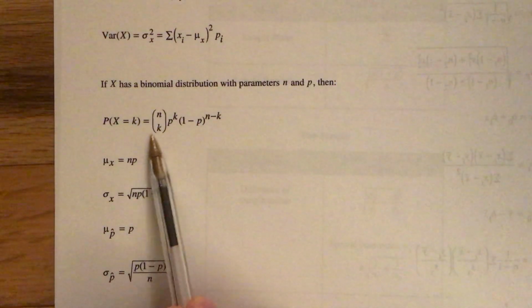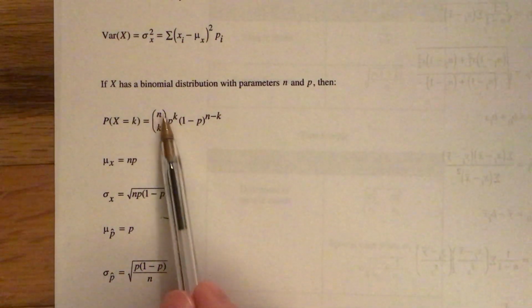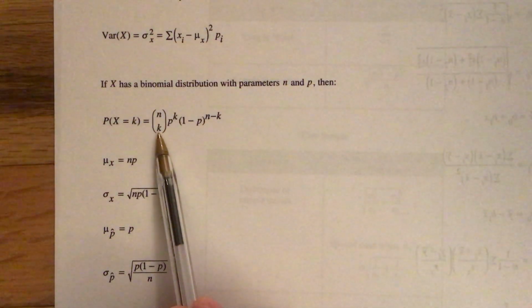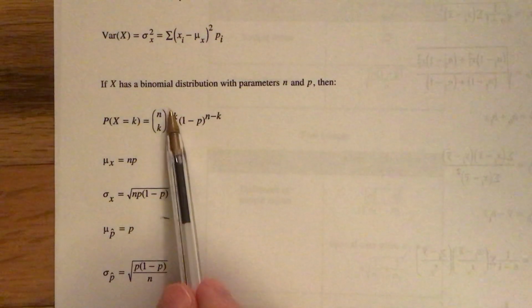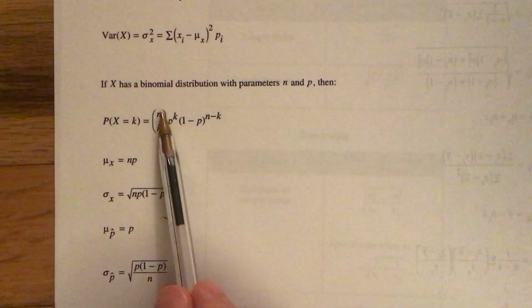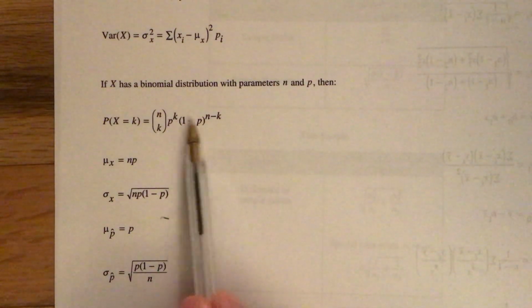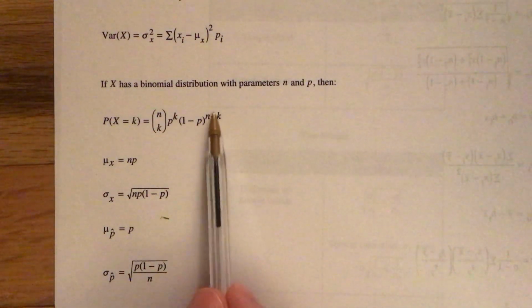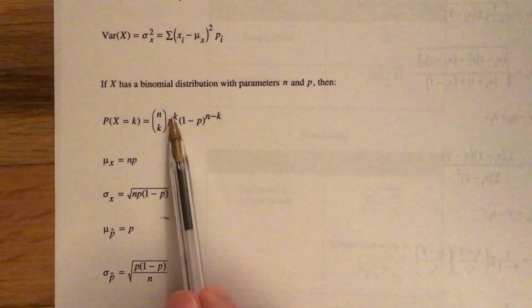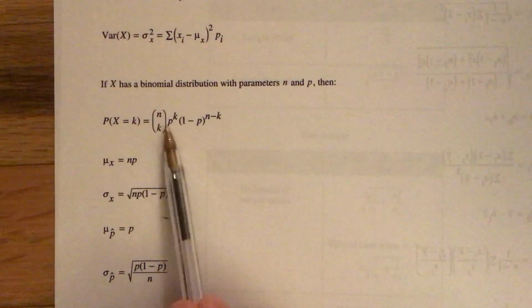N is the total number of trials, and k is the number of successes. All right, so this is the combination of these two numbers. And like I said, this is the number of successes, and n minus k is the number of failures, essentially. It's what's left over. So this would be P and Q, and I said this is the combination.